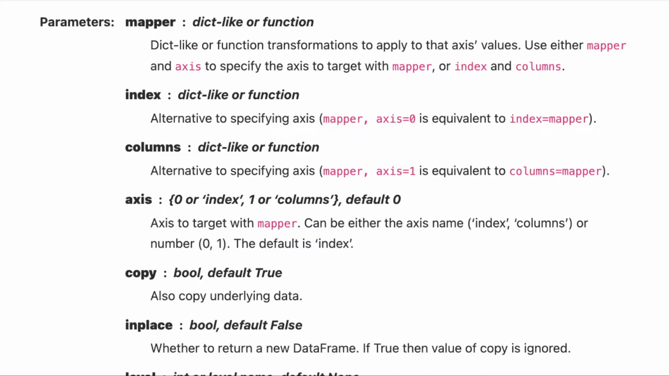The copy parameter specifies whether the data should be copied as well. By default, this is set to true. The inplace parameter, as with many other pandas methods, specifies whether we should return a new data frame or we should just change the existing one. By default, it's set to false.